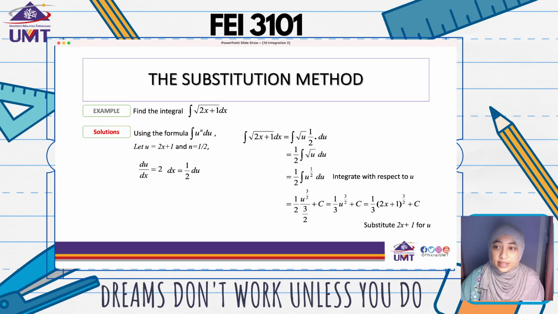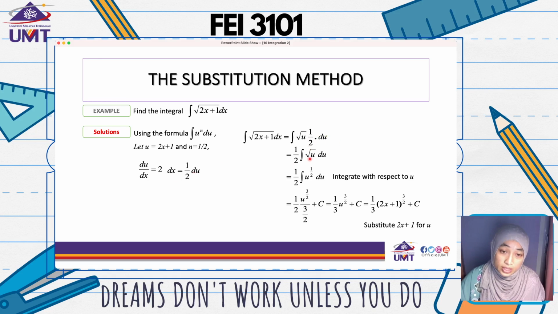Okay, so next, find the integral of 2x plus 1 to the power of half, the square root of 2x plus 1 dx. Using the formula u to the power of n du, we let u equal 2x plus 1 and n equal to half, then du over dx is equal to 2. So now dx is equal to half du, right? Because you want to substitute the dx here. So now we substitute it all into the original function, and you'll get square root of u times half du, because dx is half du.